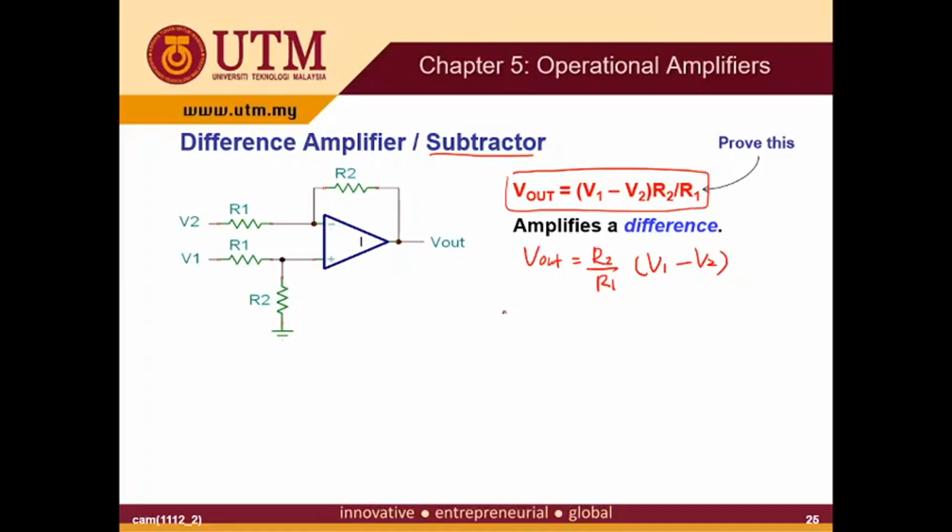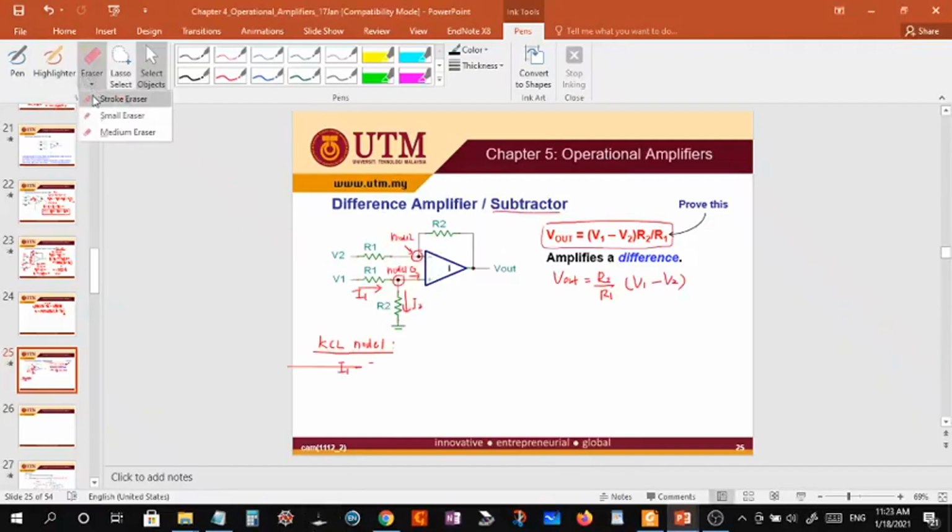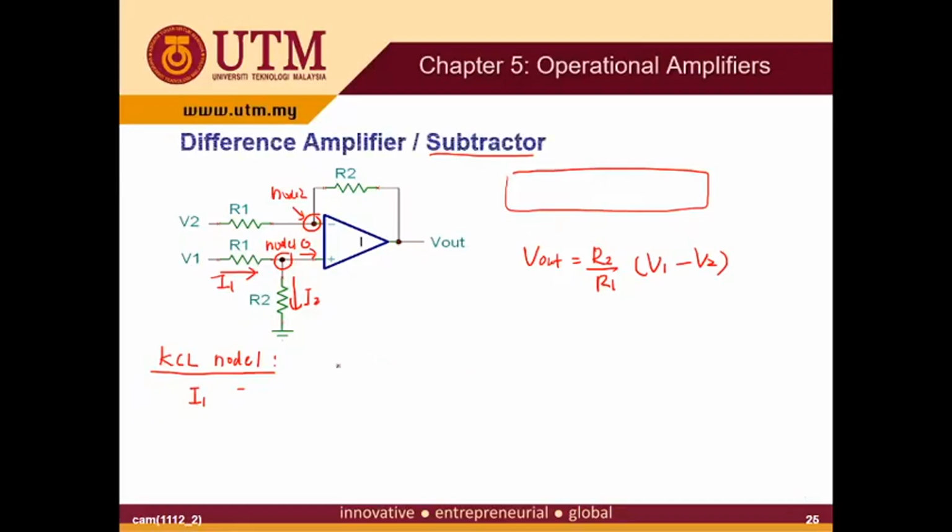Okay, to do that is similar to what we have done for the non-inverting summing amplifier. So you have two nodes here. Let's say this is our node 1 and this is node 2. Node 1, KCL. Define the current direction. This is I1 and this is I2, and this current is 0. So KCL: I1 is entering, I2 is exiting, so this is equal to 0.